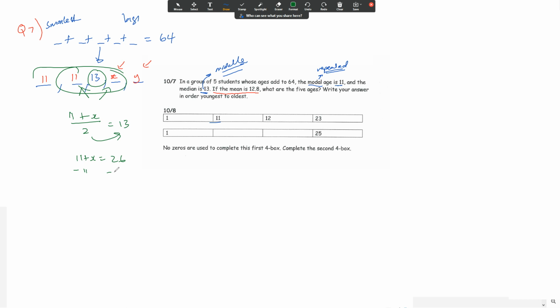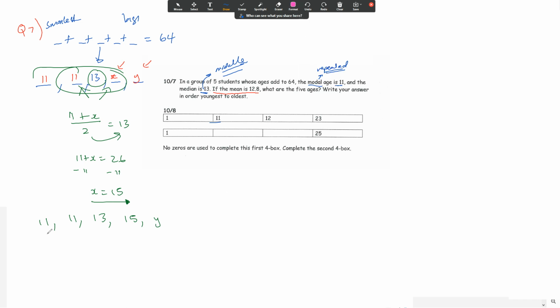And if I minus 11 from both sides, I get 26 minus 11. 6 minus 1 is 5, 2 minus 1 is 1, so that's 15. And so x equals 15. So now let's write the sequence. Let's write this: 11, 11, 13, 15, and then y.